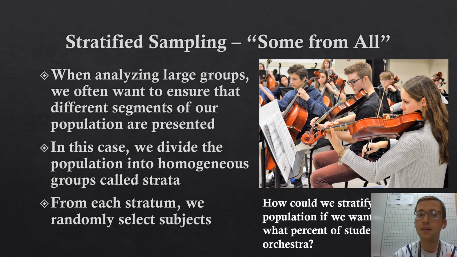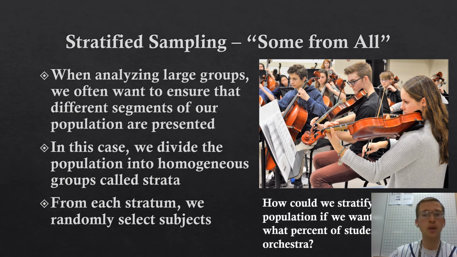So when we analyze large groups, we often want to ensure that different segments of our population are represented, okay? And in this case, with a stratified sample, what we could do is divide populations into homogeneous groups that we can refer to as strata, okay? And from within each stratum, we randomly select subjects.